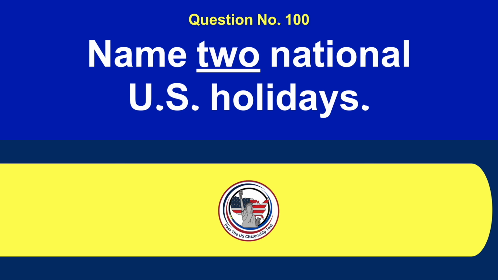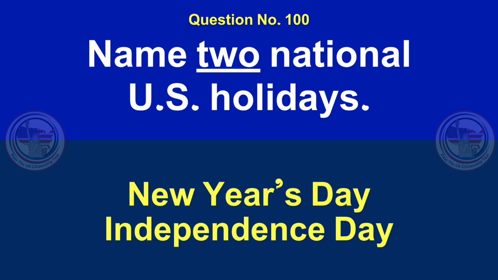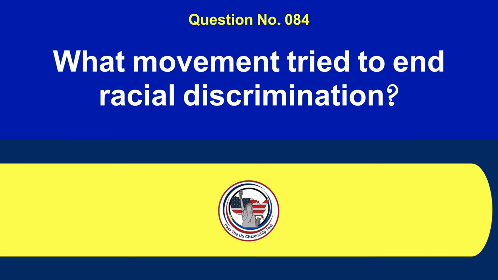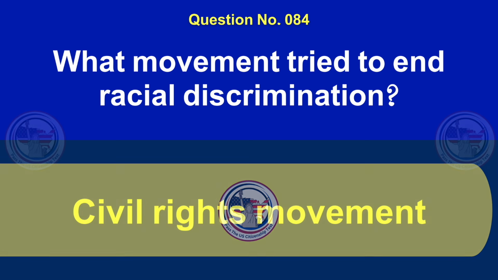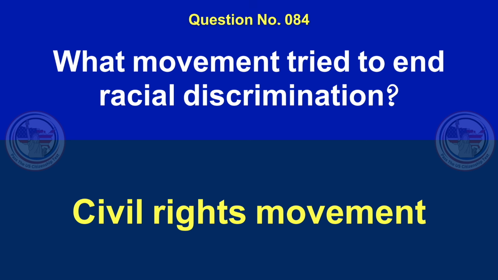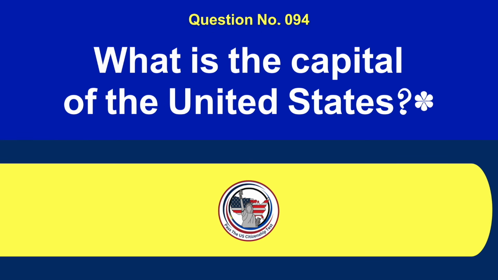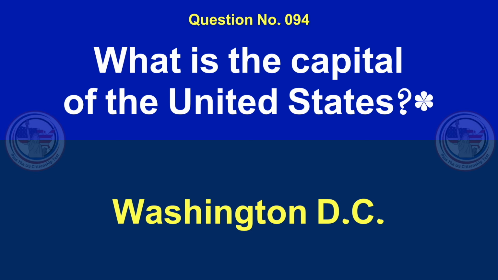Name two national U.S. holidays. New Year's Day. Independence Day. What movement tried to end racial discrimination? Civil rights movement. What is the capital of the United States? Washington, D.C.